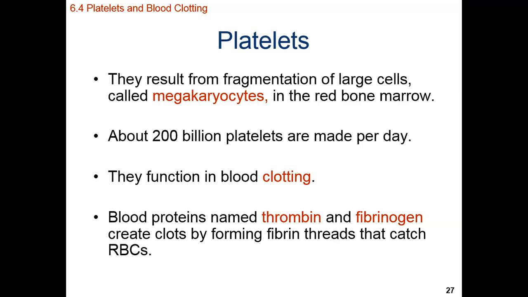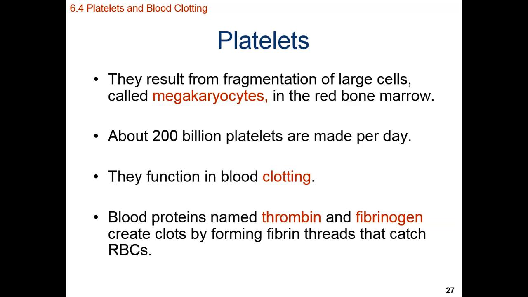Our red bone marrow is the tissue type that makes all of our blood cells. And in terms of the numbers of platelets that we go through, about 200 billion platelets per day. To put that in perspective, you go through 1 trillion platelets per work week. And what do we do with these platelets? We use them for blood clotting. We use them to aid us and protect us from losing too much blood.